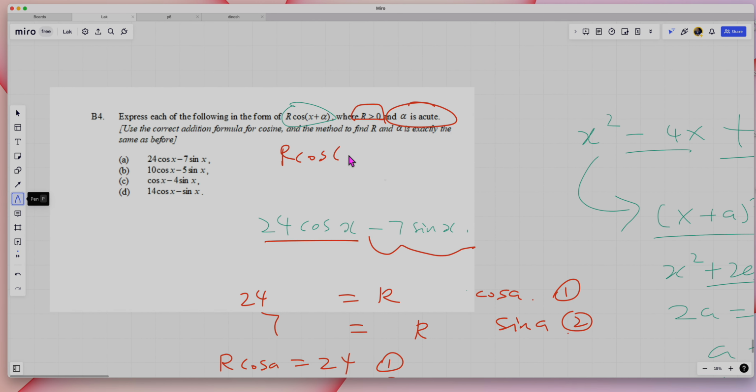Okay, so therefore, R cosine x plus A. R is 25, cosine x minus or plus? Plus. Plus 16.3 degrees, right? Done for A. So you do the same thing for B, C, D.